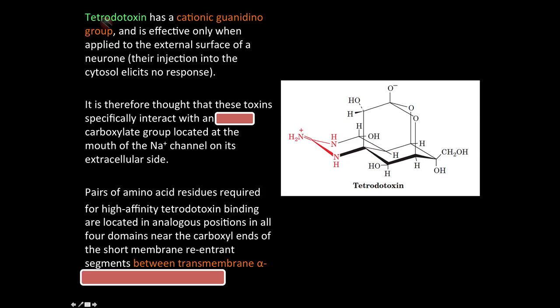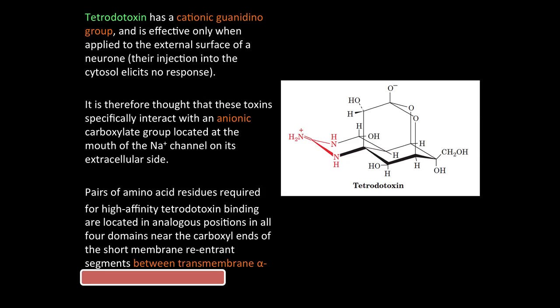All right. So tetrodotoxin has this cationic guanidino group and is effective only when applied to the external surface of a neuron. Injection into the cytosol elicits no response. It is therefore thought that these toxins specifically interact with an ionic carboxylic group, so ionic meaning negatively charged, located at the mouth of the sodium ion channels on its extracellular side.